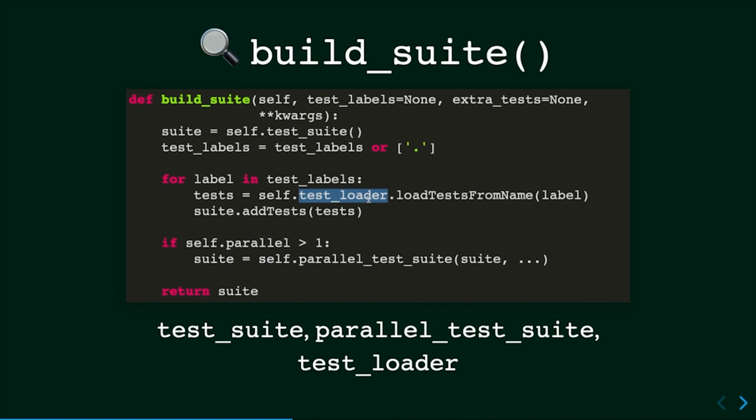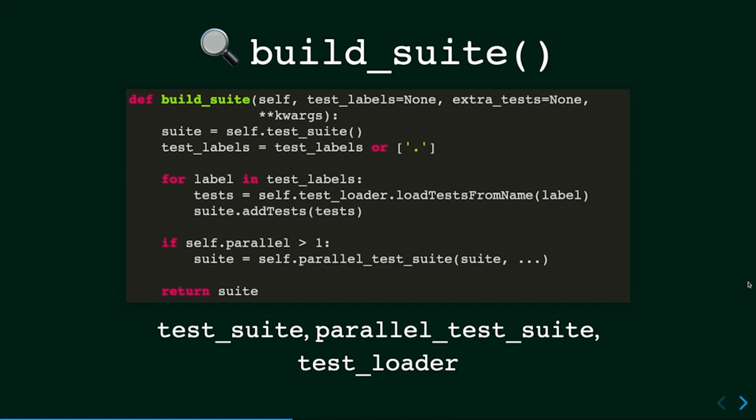This thing doesn't get instantiated. Instead, its class level method load tests from name is called. And that method returns a kind of list of tests, and then the suite object acts as a container for all the tests that have been found, and the add test method is called over and over to add more tests into the suite until we've collected everything that was referred to by label. That parallel test suite class we saw earlier is used here and acts as a wrapper to the unit test suite class. It has similar behavior, but it's concerned with handling multiple processes to run the tests rather than a single process.